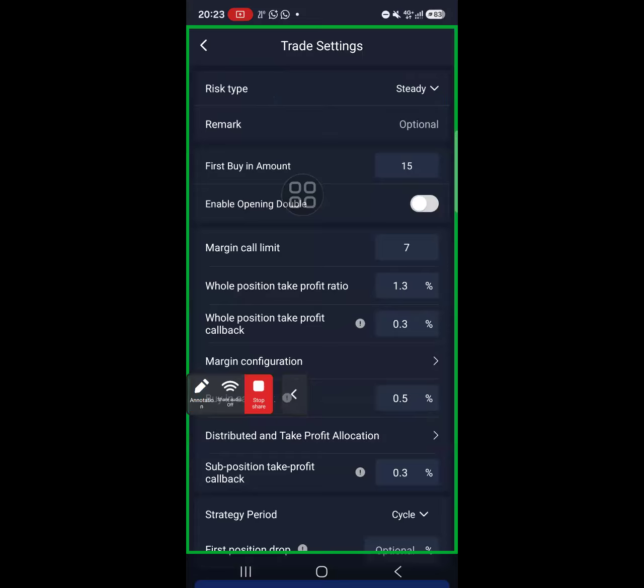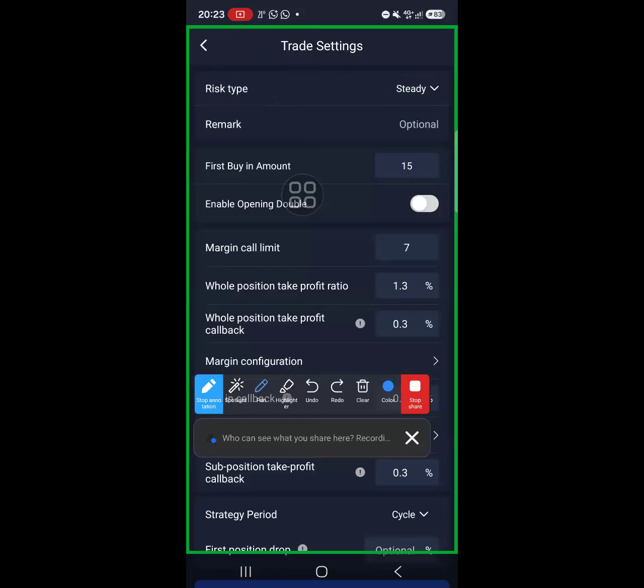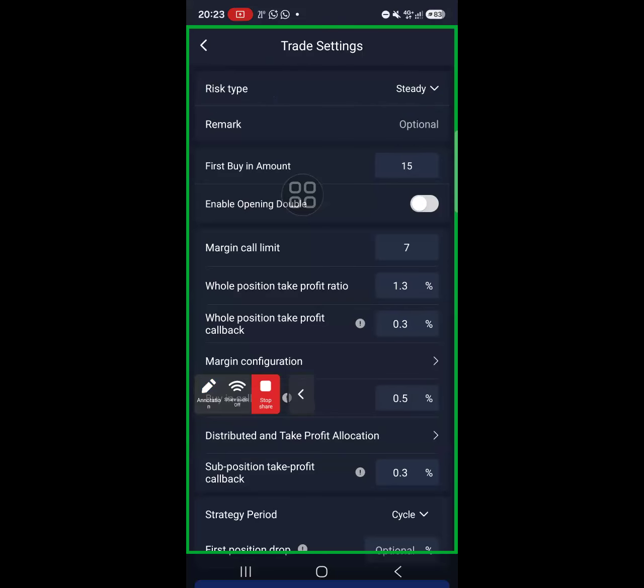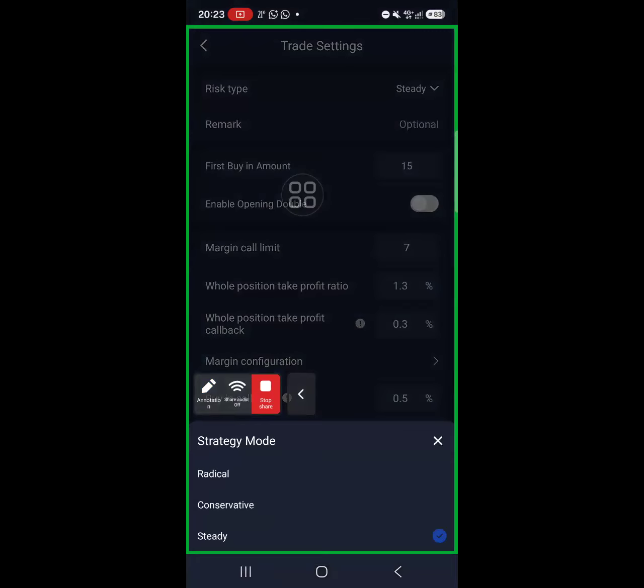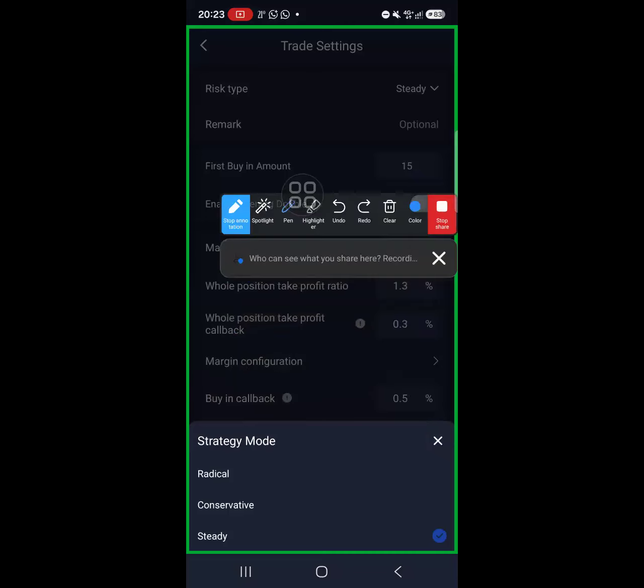Remember, we are trading on the platform. So how much are we willing to risk? That's why we are saying risk type. There are 3 different risk types here. When you tap on it, you are going to see that there is radical, which is the first risk type. There is conservative, which is the second risk type. And then there is steady, which is the third risk type.